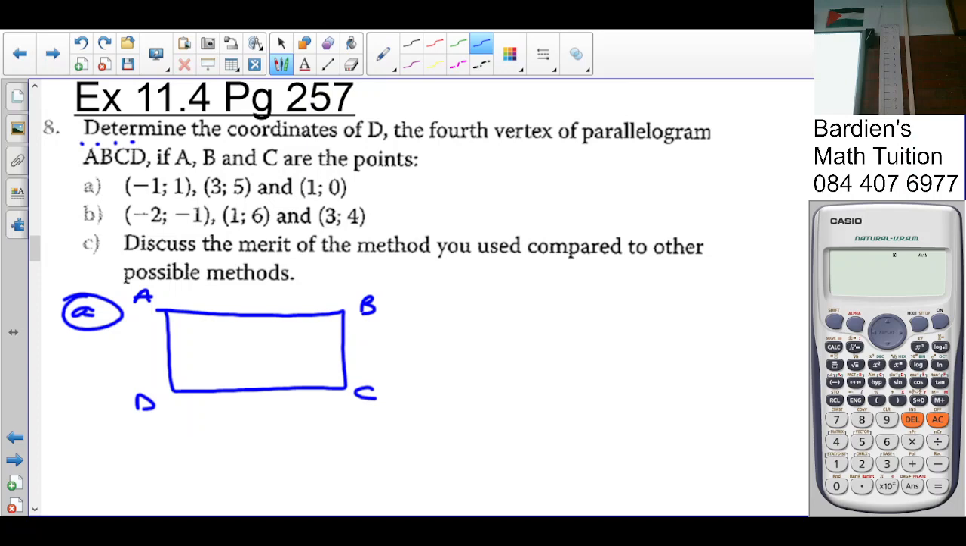Okay, write this down, people. So if this is A, B, C, and D is your unknown value, which is X and Y. Your A value is -1 and 1. Your B value is 3 and 5. Your C value is 1 and 0. And D is what you want to find, no?